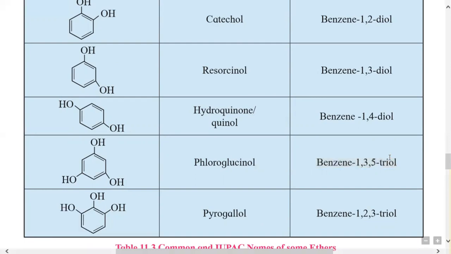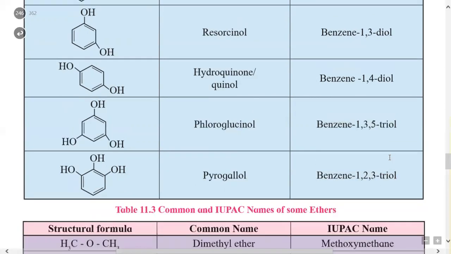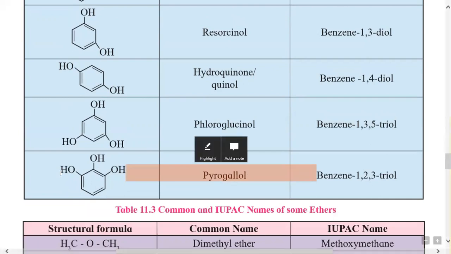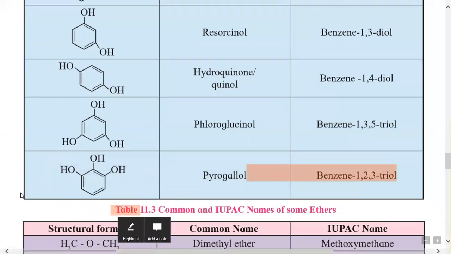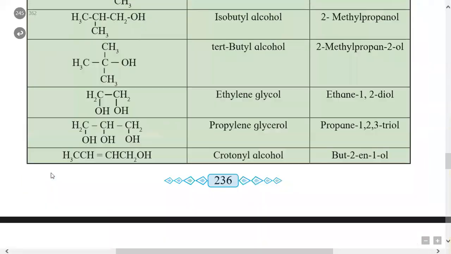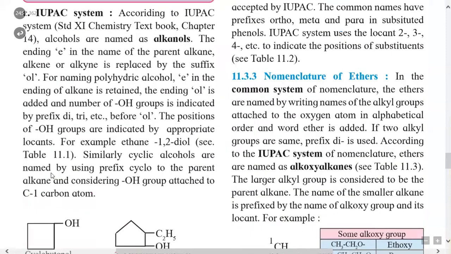Next example, the last example given in this textbook, is a benzene ring containing again three OH groups, but they are present at 1, 2 and 3 positions. The common name is pyrogallol, and the IUPAC name is given as benzene-1,2,3-triol. So that is about the common names and IUPAC names of phenol.